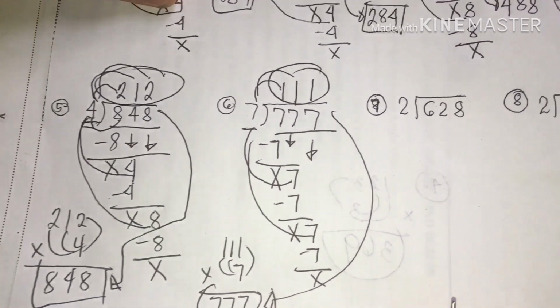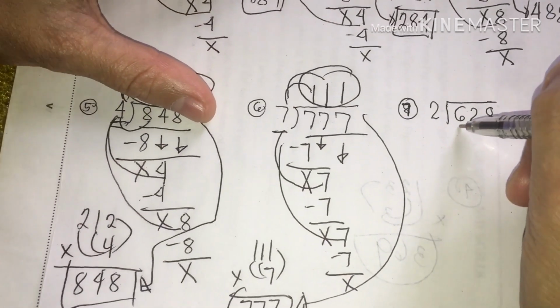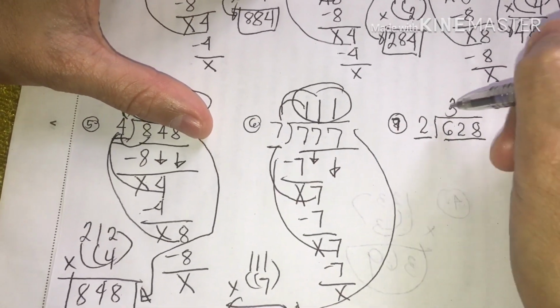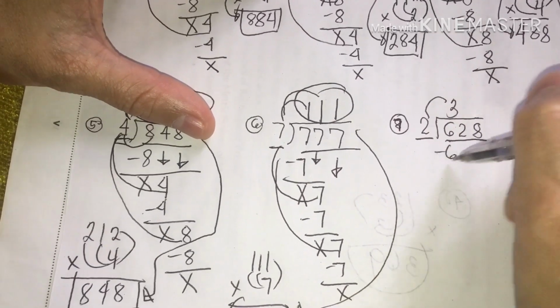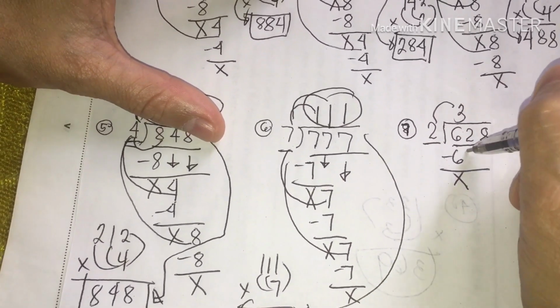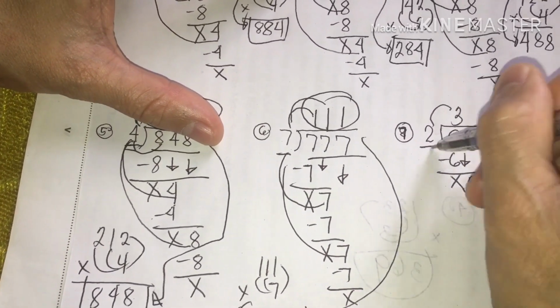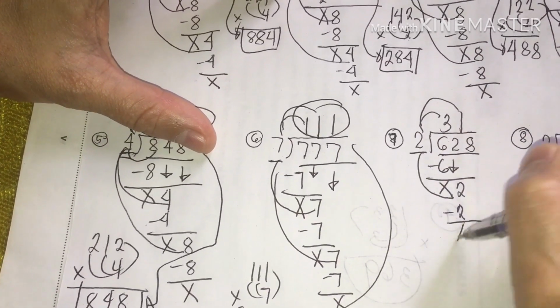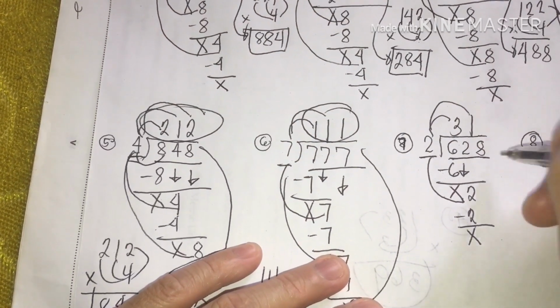Next is number 7. 628 divided by 2. 6 divided by 2, class, is 3. 2 times 3, 6. Subtract. This is 0. Bring down 2. Divide 2 is 1. Times 2 is 2. This is actually 0, class.